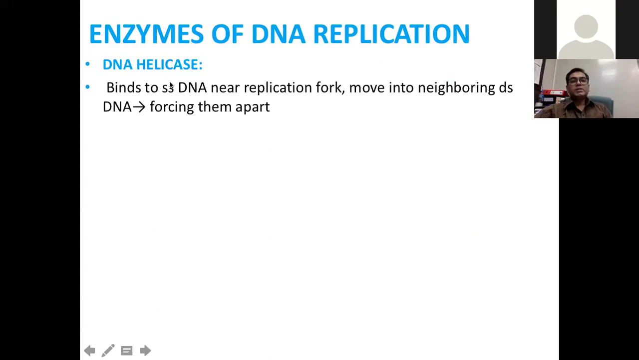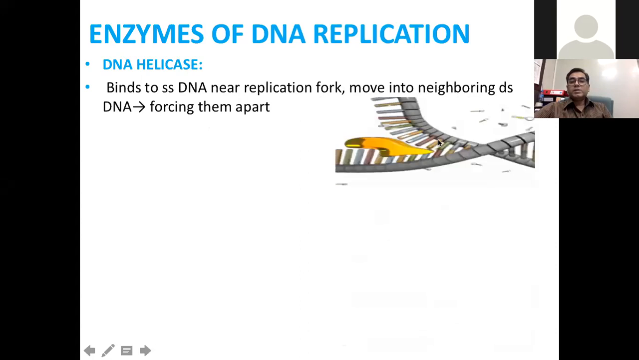It binds to single-stranded DNA near the replication fork and moves into neighboring DNA strands, forcing them apart. Imagine this is one strand of the DNA, this one is the other, and this is the helix, both the templates. And this is the enzyme DNA helicase. What is this DNA helicase doing?